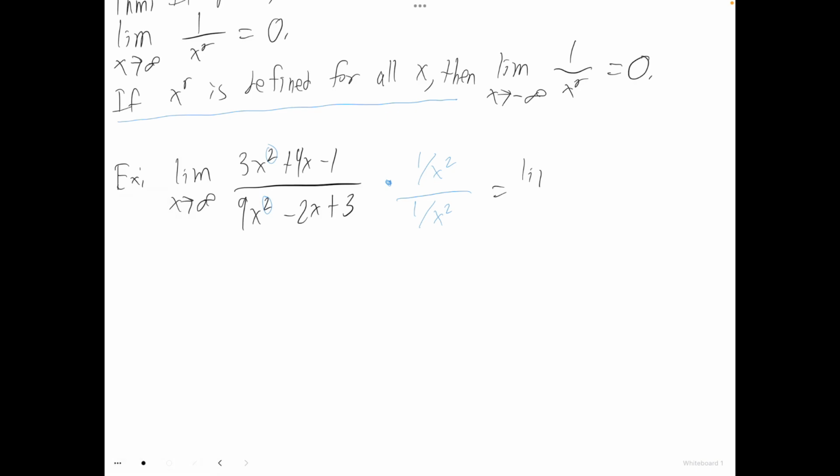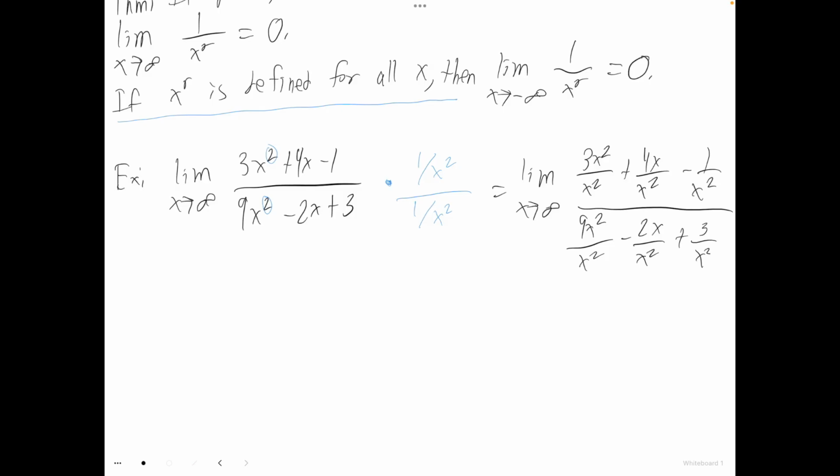Now if we do this, we have the limit as x goes to infinity. I'm going to distribute my 1 over x squared through. So I'm going to have 3x squared divided by x squared plus 4x divided by x squared minus 1 divided by x squared, all divided by 9x squared divided by x squared minus 2x over x squared plus 3 over x squared. Simplifying this, we have the limit as x goes to infinity of 3 plus 4 over x minus 1 over x squared divided by 9 minus 2 over x plus 3 over x squared.